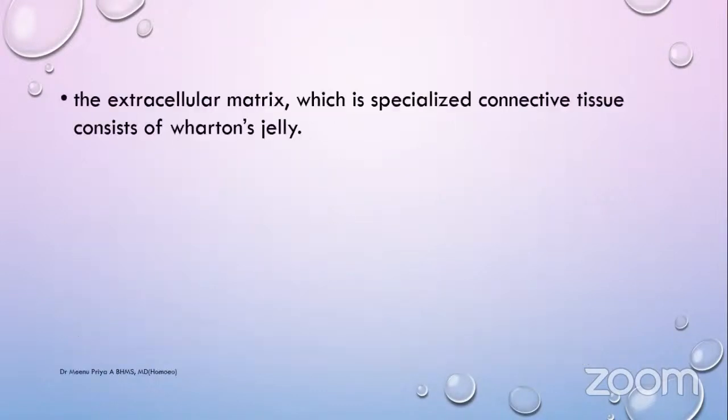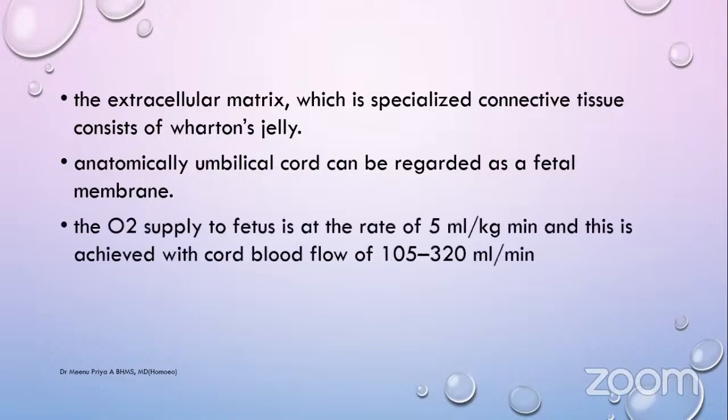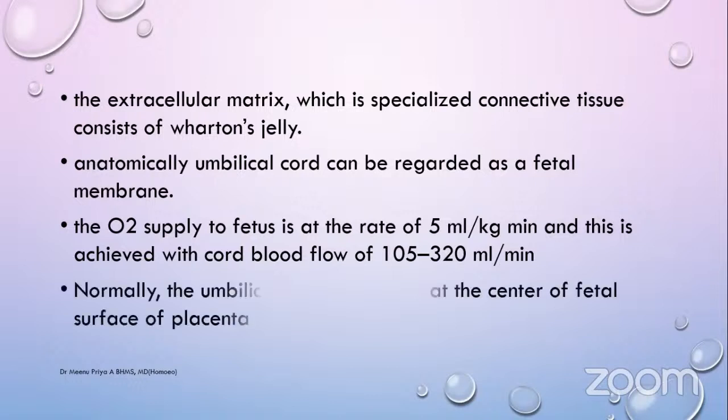The extracellular matrix, which is specialized connective tissue, consists of Wharton's jelly. So Wharton's jelly is a specialized connective tissue which is present in umbilical cord in the extracellular matrix. Anatomically, umbilical cord can be regarded as a fetal membrane. The oxygen supply to fetus is at the rate of 5 ml per kg per minute, and this is achieved with cord blood flow, which is about 105 to 320 ml per minute.